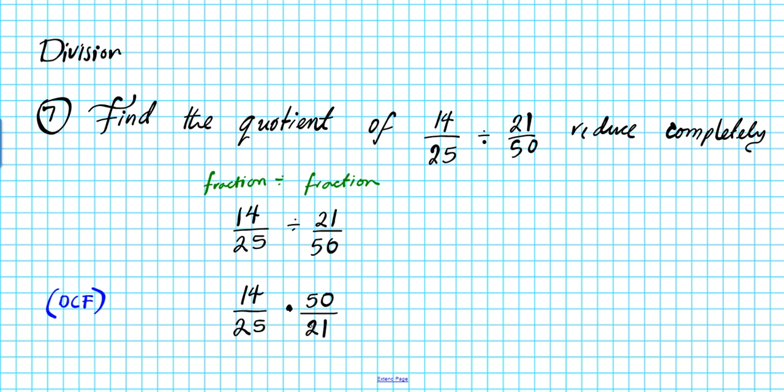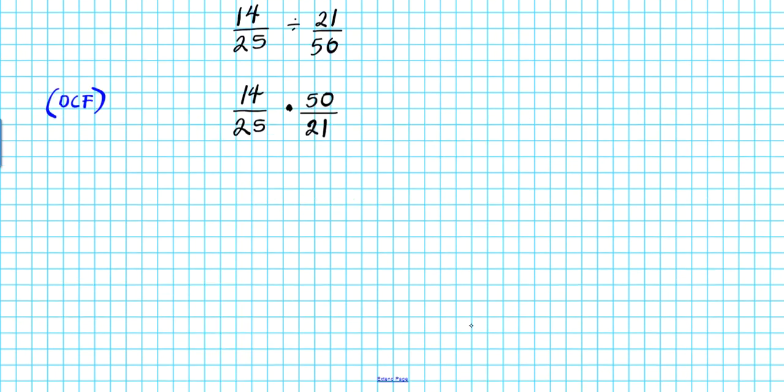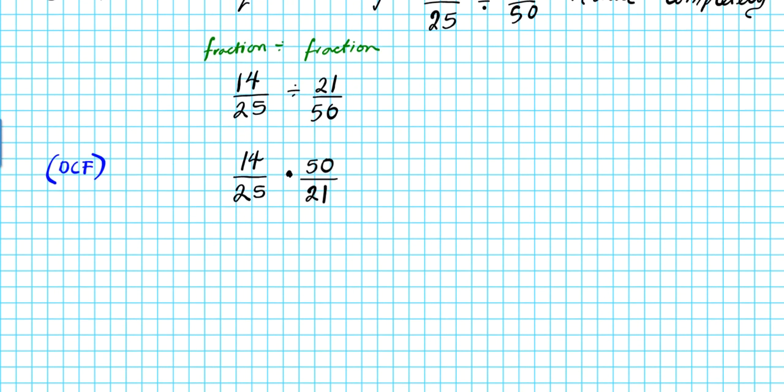Now that we've written it as a multiplication problem, we can apply the multiplication procedures that we've been using in the previous problems. Can we reduce? Are there common factors between 14 and 21? Absolutely. 7 goes into 21 3 times, and 7 goes into 14 twice. 25 goes into 25 once, and 25 goes into 50 twice.